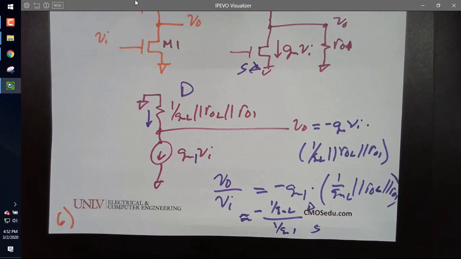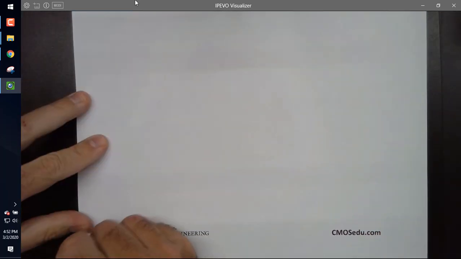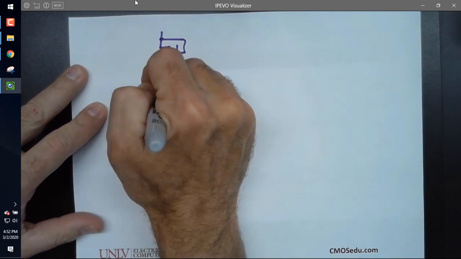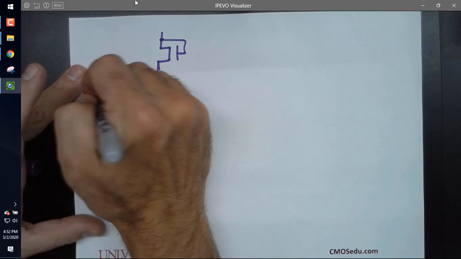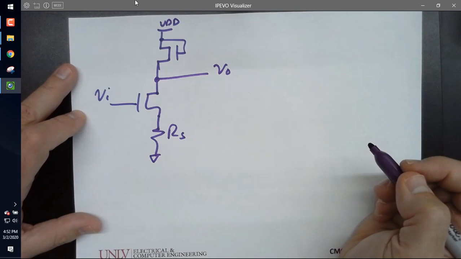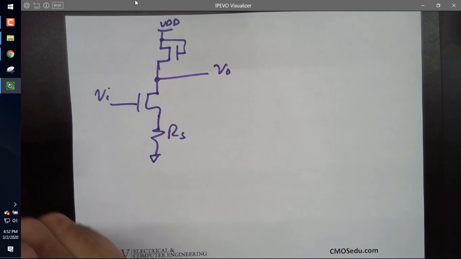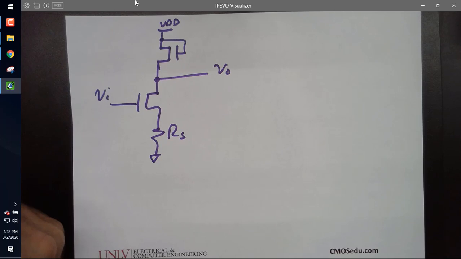Any questions? Let's do another. How about this one? Same exact circuit. I'm going to put a resistor down here called RS. And then I've got V in, and there's V out, and this is VDD, and I want you to find the gain. Tell me what to do.